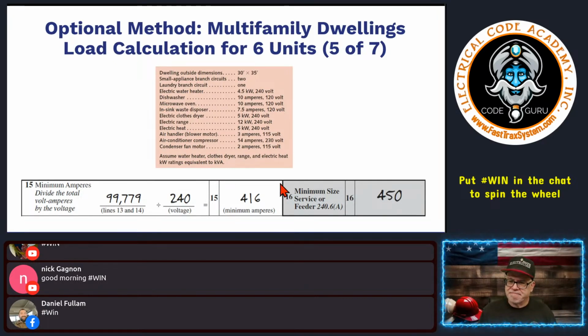Okay. All right. So what do we got here? 99,779 divided by 240 is 416. I'm not going to trust that, I'm going to do it. That's exactly right, it's 415.74. So like you said, whether we rounded then or now, it doesn't matter because it all works out the same. So 415.74 is going to round to 416.